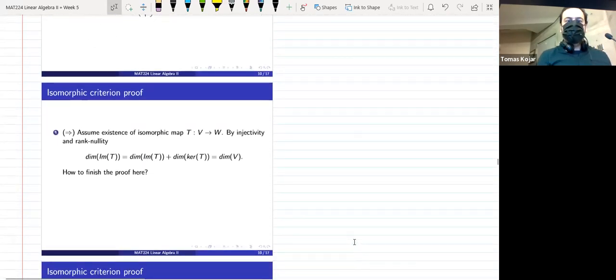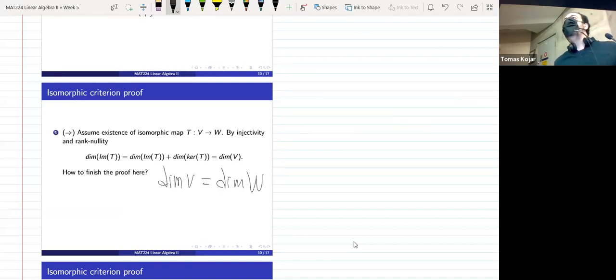So how do we finish the proof from here? How do we show that dim V is equal to dim W? What property do we use? Yeah, surjective, yes. So this by surjectivity is equal to dim W. That's it. Perfect.